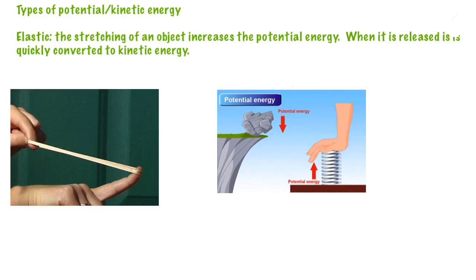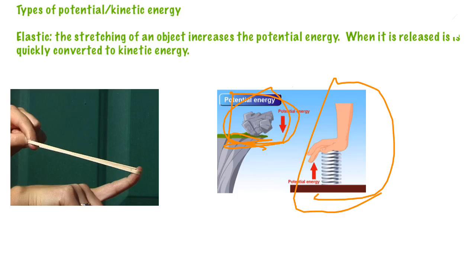Another example is a spring. So over here on this side, where the person's pressing down on the spring, when you press down on it, that gives you potential energy. When you let it go, the spring releases, and that releases the kinetic energy. This one over here on this side is gravitational. This one is not going to be the elastic.